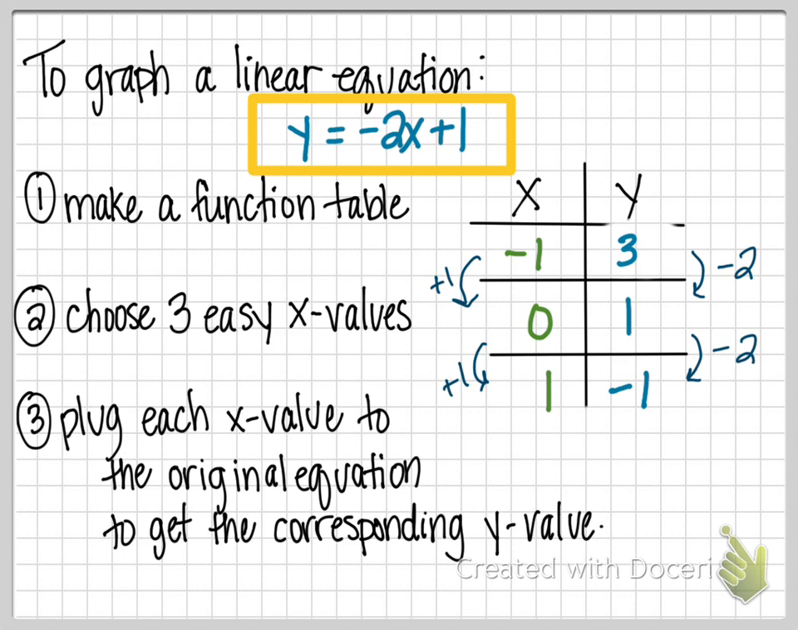When we choose x's in our function table and then get y's that correspond to the x, those end up being points on the line. So these are our first three steps in graphing a linear equation. You'll be given the equation, you make a function table, choose three x values, so you can choose any three. Make sure that they're easy to graph and make sure that they make sense with your graph.